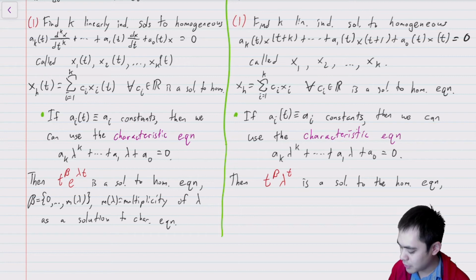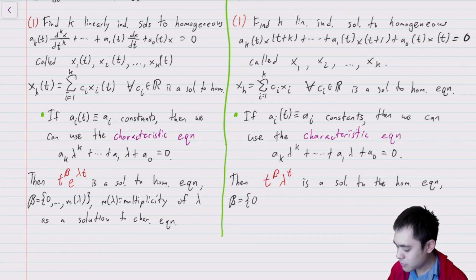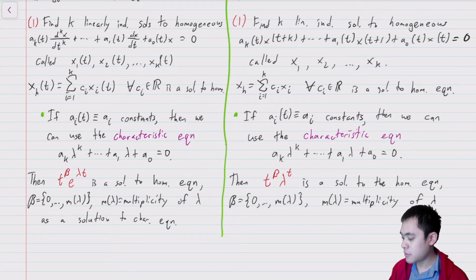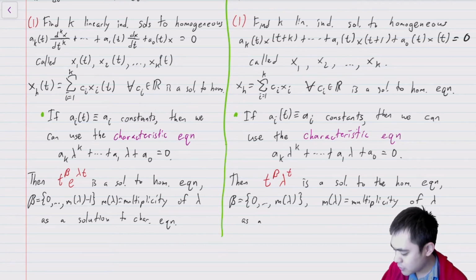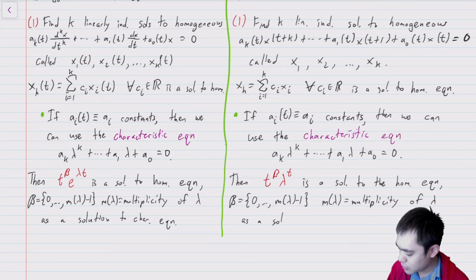And here I'm just going to copy everything again. So beta is from 0 to m of lambda, where m of lambda is equal to the multiplicity of lambda as a solution. This should be m of lambda minus 1. And this here is also m of lambda minus 1 as a solution to the characteristic equation.